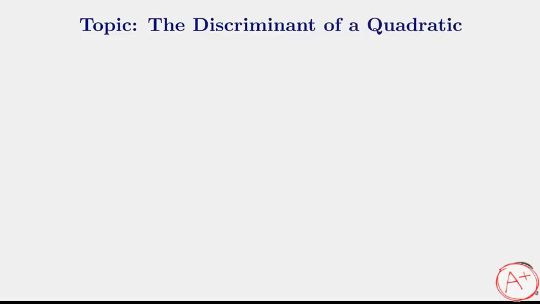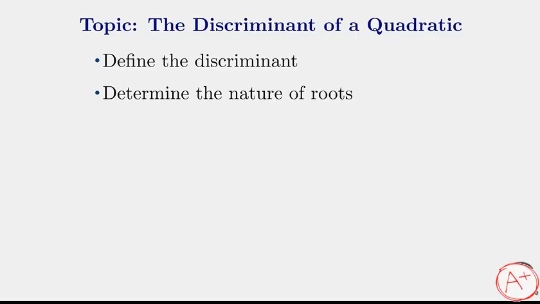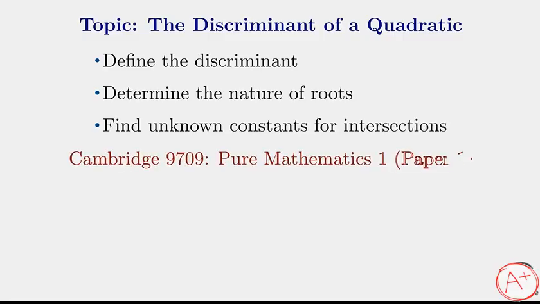In today's lesson, we are mastering the discriminant of a quadratic polynomial. You will learn how to define the discriminant, use it to determine the nature of roots, and apply it to find unknown constants where lines and curves intersect. This is a critical pillar of the Cambridge 9709 Pure Mathematics 1 syllabus.